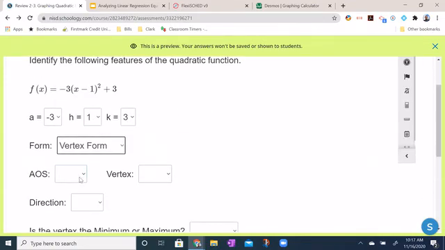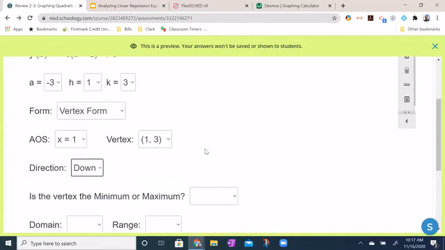So what form is this? Vertex. Axis of symmetry goes through the x value of your vertex. So h and k is my vertex, which means it's (1, 3). And the axis of symmetry goes to the x value, which means it's x equals 1. Pretty easy for vertex form. a is negative, which means this one's going to open down. And if a parabola opens down, your vertex is a maximum.